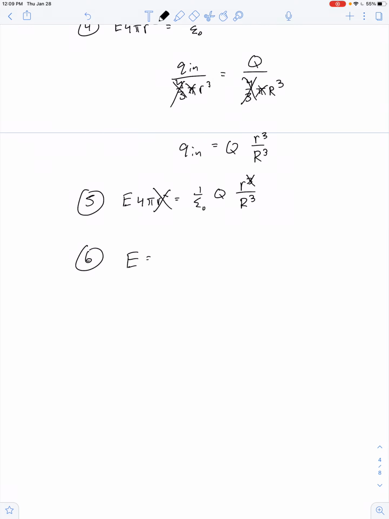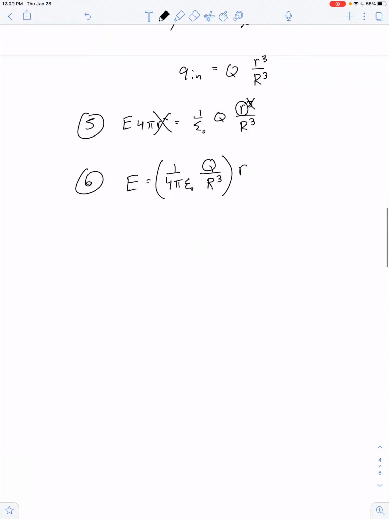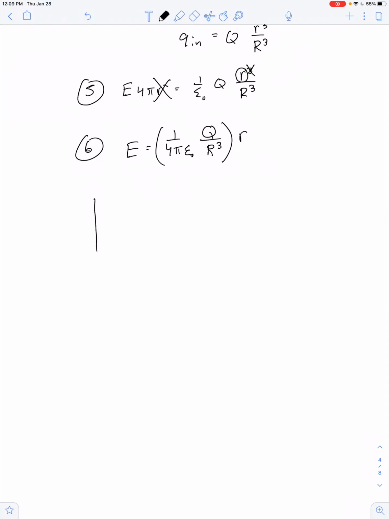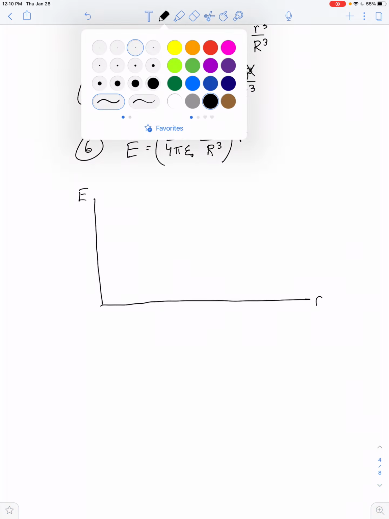E is equal to 1 over 4 pi epsilon naught times Q over capital R cubed times r. All of those represent constants. I've accounted for everything except this remaining r. Now, notice that means r to the first power, although I'm not going to write that 1. So what that tells us is a graph of electric field strength versus distance from the center of the plastic charge will not look like it did for the metal.